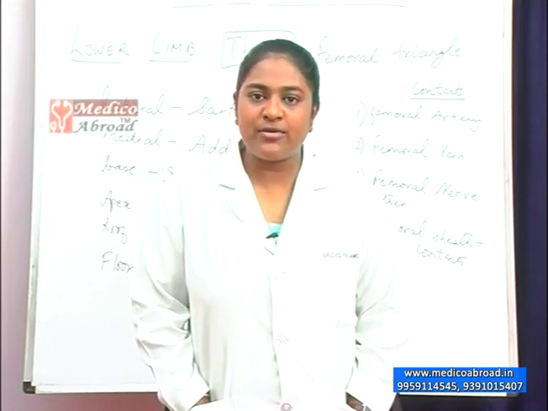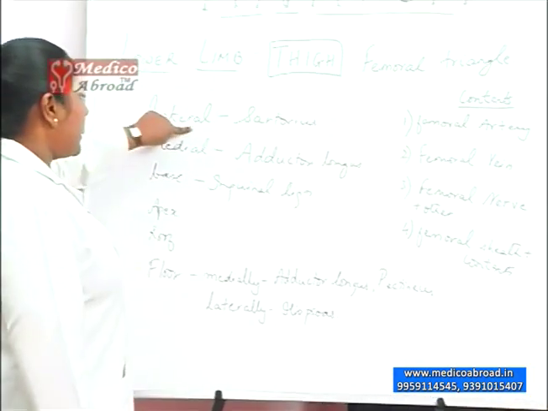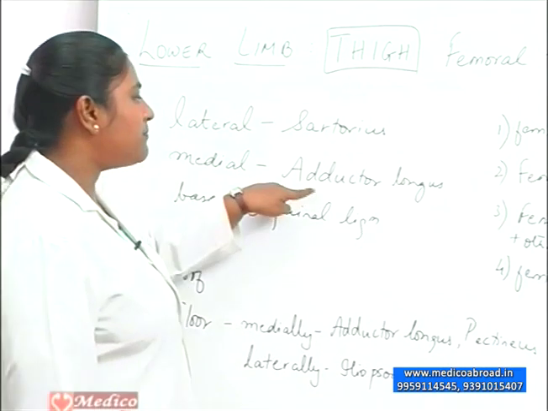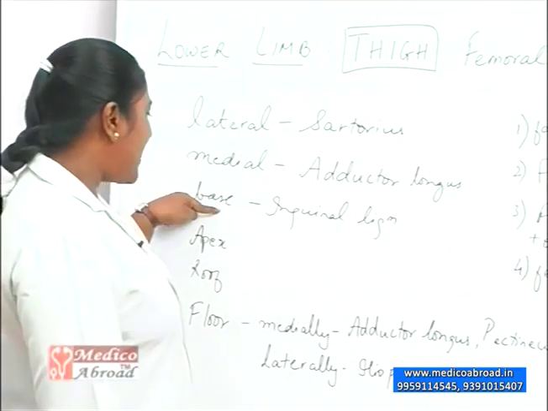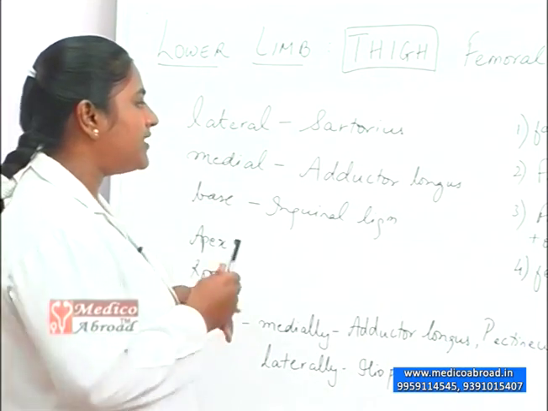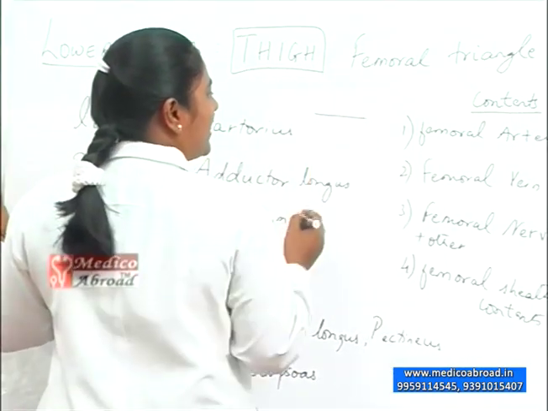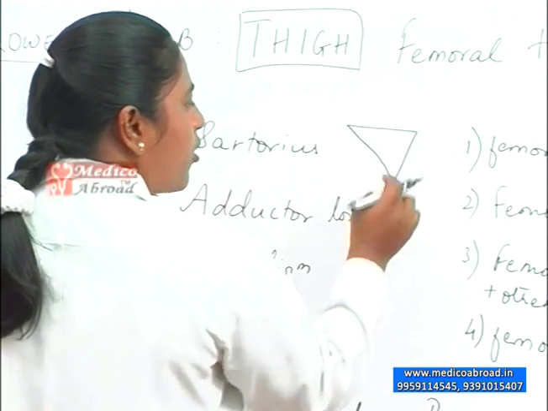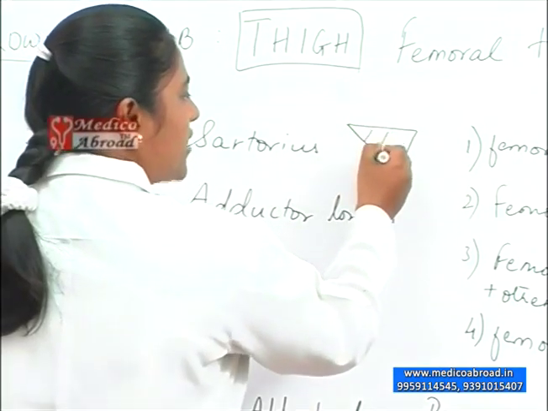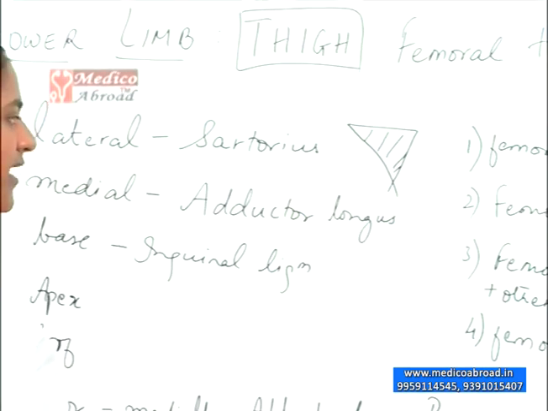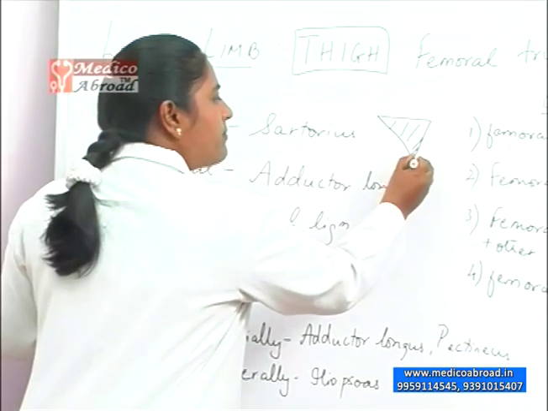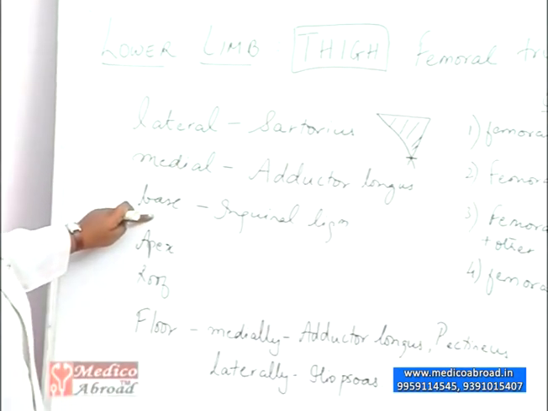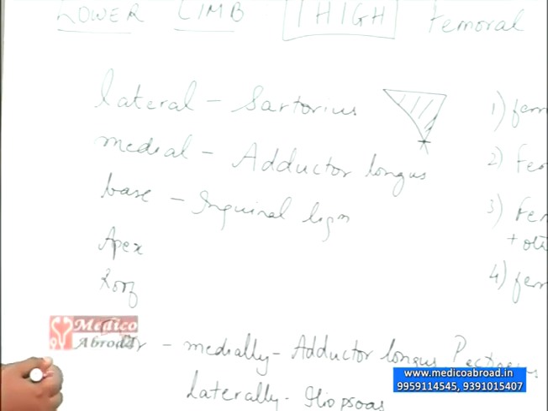Now this femoral triangle is formed by the medial border of the sartorius muscle laterally. Medially it is bounded by the adductor longus muscle. The base of the femoral triangle is made by the inguinal ligament. If that's the inguinal ligament, that's the lateral border of the sartorius, that is the medial border of the adductor longus. That is your triangle. It's called the femoral triangle. Now the apex of the triangle is formed by the convergence of the lateral and the medial borders. The base, as we have said, is formed by the inguinal ligament.